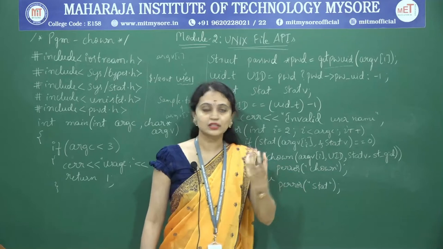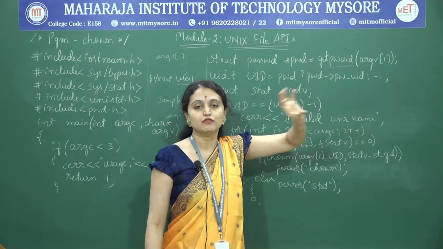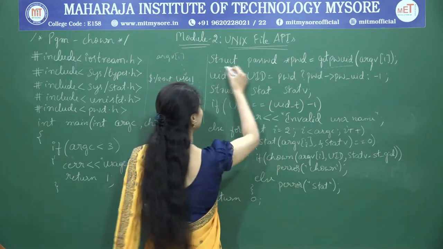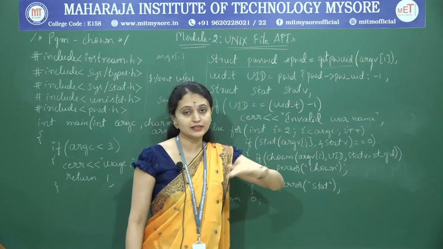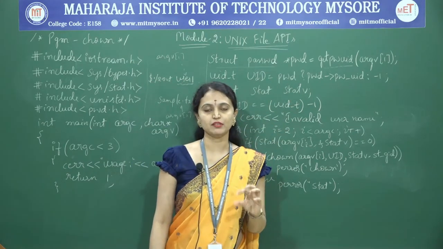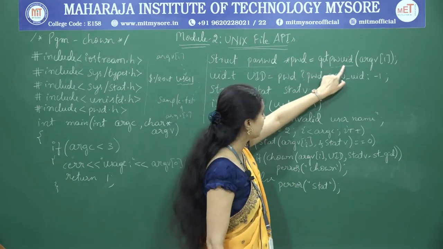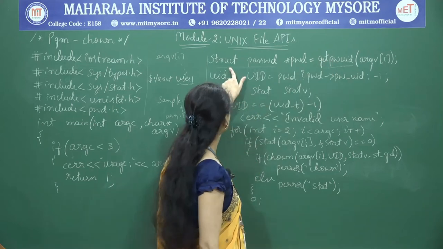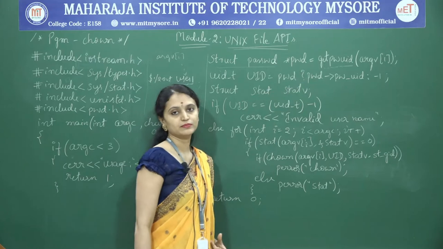So how will it work? This function returns data which is of type struct passwd. One of the members of this structure is the UID, which we are looking for. That's why I am calling the function here, and on the left side the data type is struct passwd star pwd.